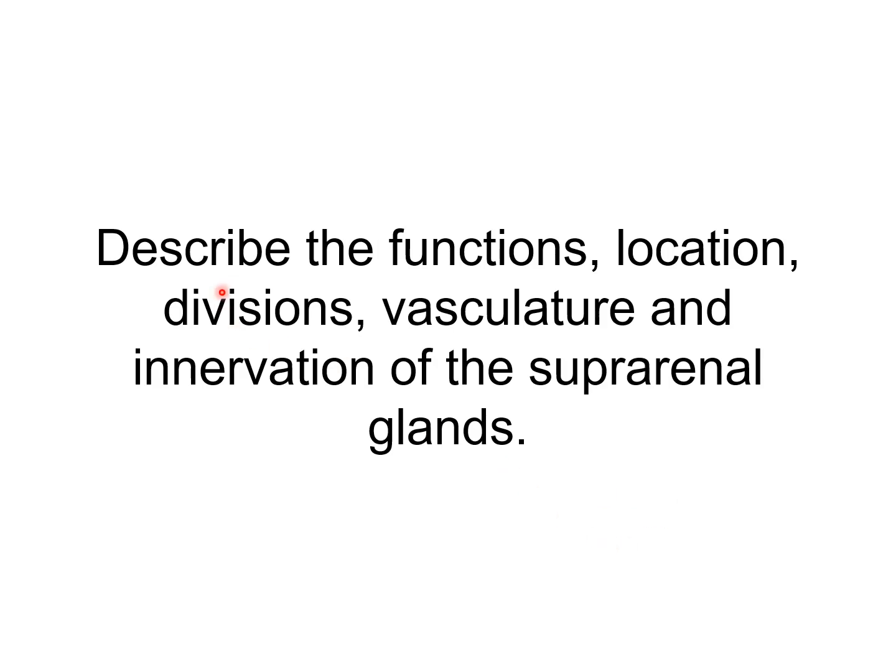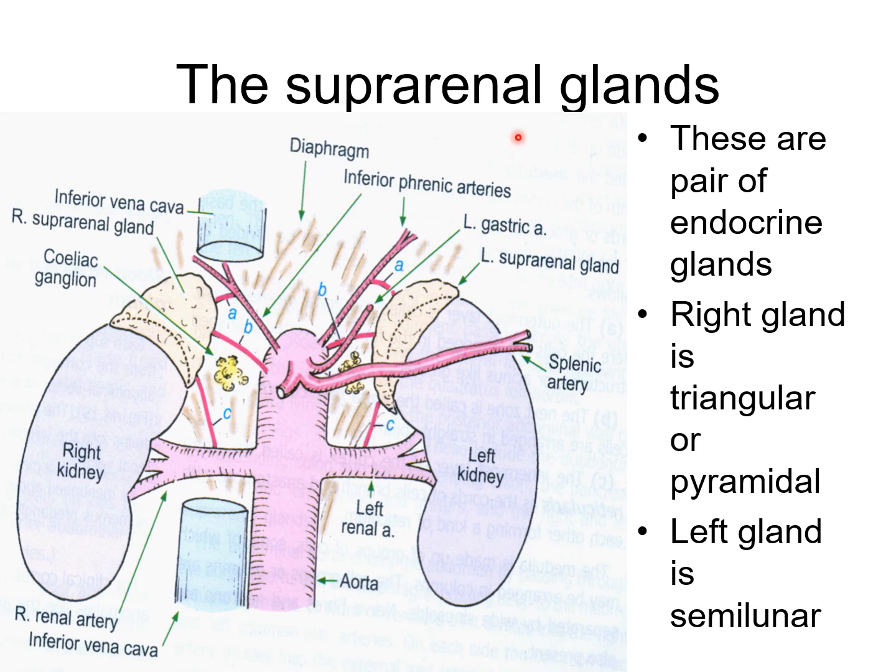So you should know about the suprarenal gland: describe the function, location, division, vasculature and innervation. Here we will discuss all the topics covered under this section. First, the suprarenal glands are a pair of endocrine glands. The right gland is triangular or pyramidal and the left gland is semilunar. You see in this diagram, this one is the right suprarenal gland and this one is the left suprarenal gland.